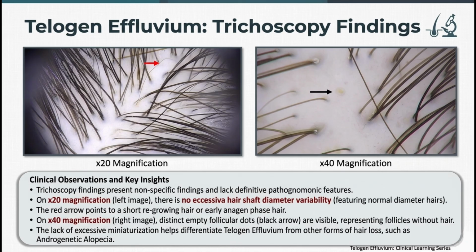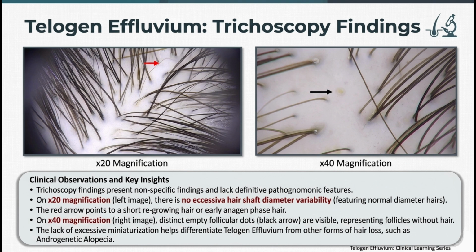What about telogen effluvium? Telogen effluvium is very common in hair practice. Usually patients have a full head of hair, but they are shedding more, and you can see here on trichoscopy that we don't have specific features. We don't see hair shaft variability, so the hair looks uniform, organized in groups. We can see short regrowing hair, and some empty dots, which are a solid opening of the follicle without a hair shaft.